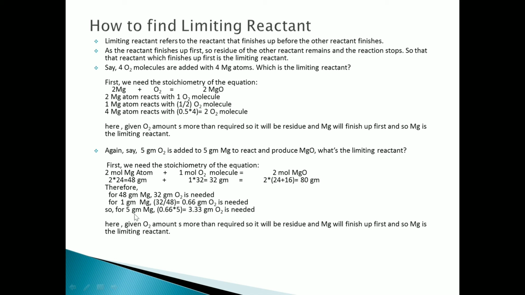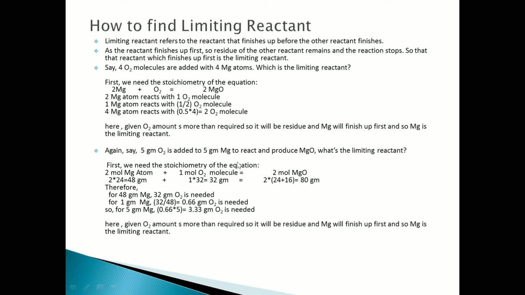Here again we can see that 5 gram of magnesium reacts with 3.33 gram of oxygen, but the given amount of oxygen is more than required. Again, it will stay as a residue, and magnesium will again be the limiting reactant. We can also do the opposite method.